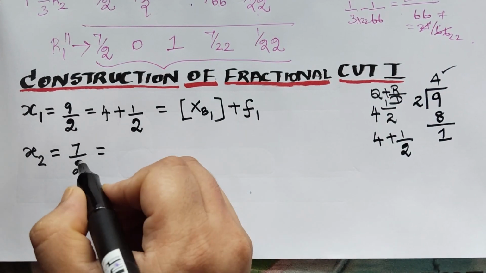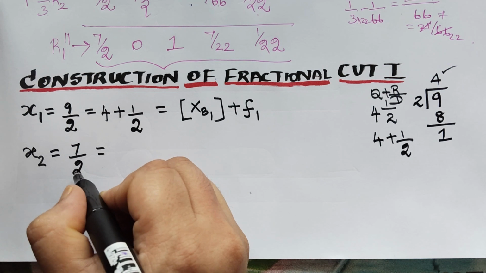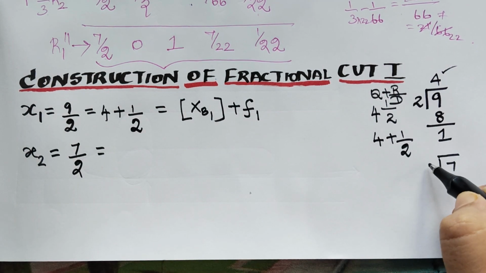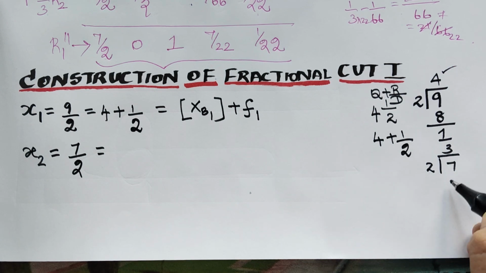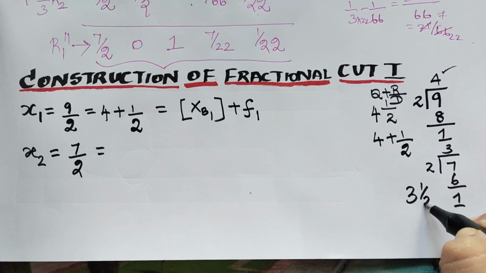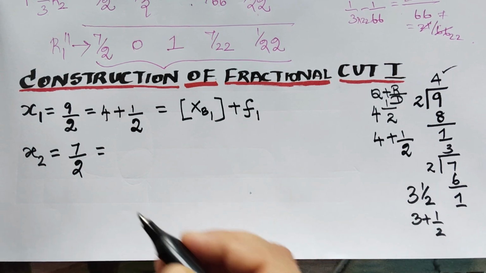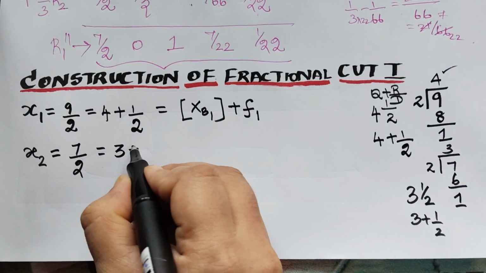Again we have to check whether the numerator is greater than the denominator. Yes, here it is greater. So if it is greater, divide the numerator by the denominator. 2 3 times is 6, and the remainder is 1. So this can be written as 3 1 by 2, or it can also be written as 3 plus 1 by 2.